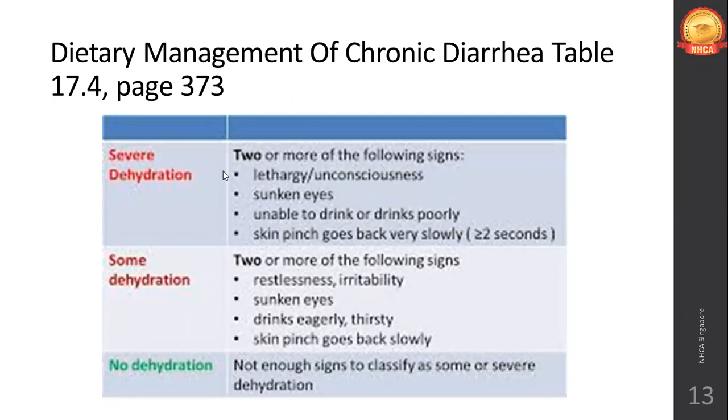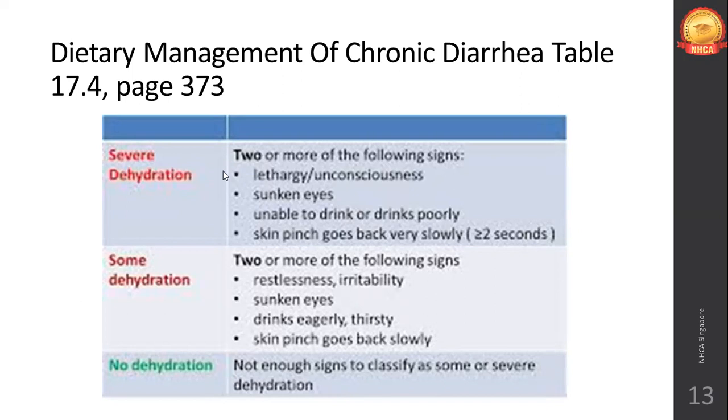The patient may be unconscious, or may feel lethargic, very tired. The patient may have sunken eyes, that is, eyes that seem to have gone back into the socket, and there is a very dark discoloration surrounding the eyes. The patient is unable to drink properly, or drinks very poorly. When you pinch the skin of the patient, it goes back very slowly, taking more than 2 seconds. These are the signs of severe dehydration.